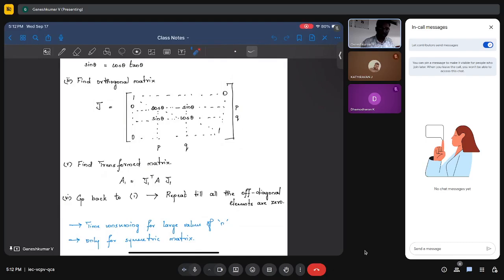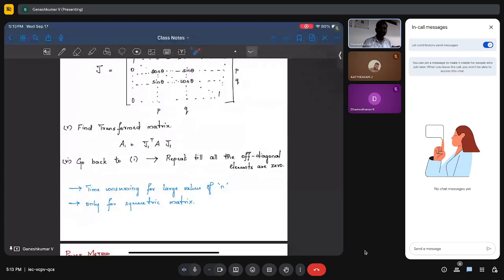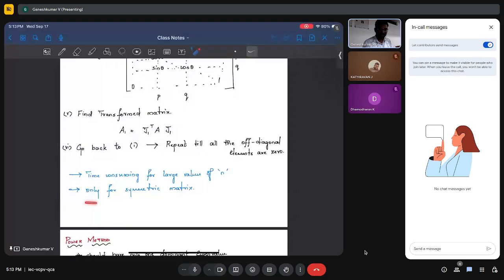So we continue to repeat this until our off diagonal elements are 0, and finally we end up with a diagonal matrix, and its diagonal elements are basically your eigenvalues. That is how we do Jacobi's method. But the problem is you have to keep multiplying matrices again and again, so it's time consuming, particularly when you have a very large matrix with thousands of rows and columns. And this is also applicable only for symmetric matrices. So that is the disadvantage of the Jacobi method, but it is easier.